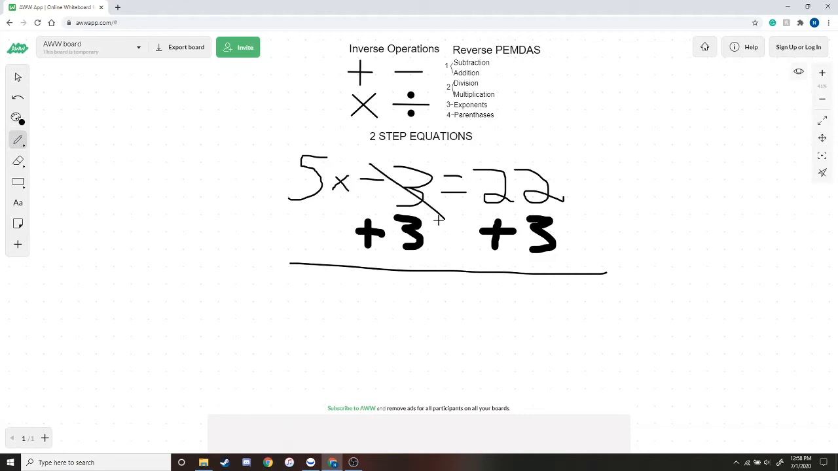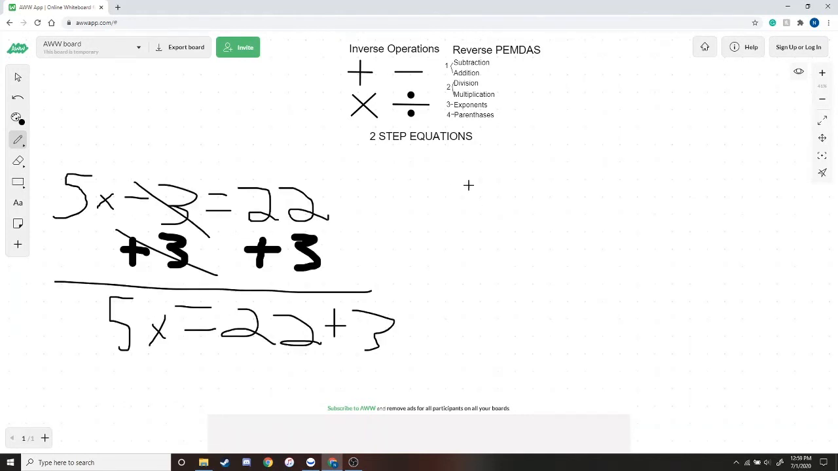Next, we'll cancel out these terms. So we're left with 5x is equal to 22 plus 3. Now we can simplify the right side. We have 5x is equal to 25.